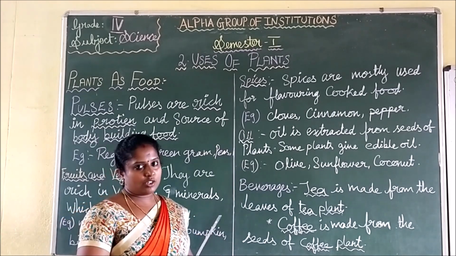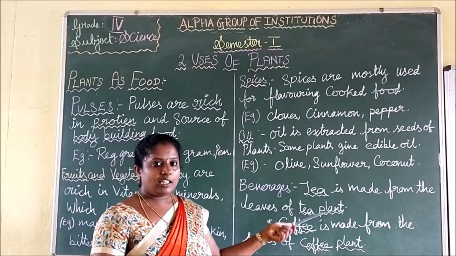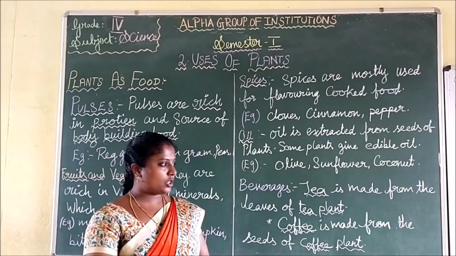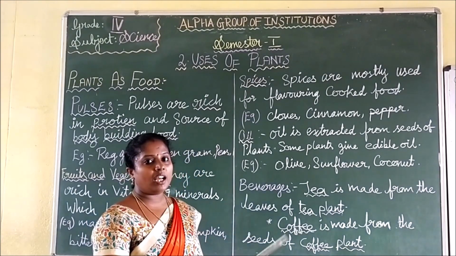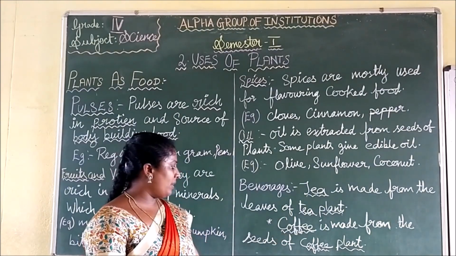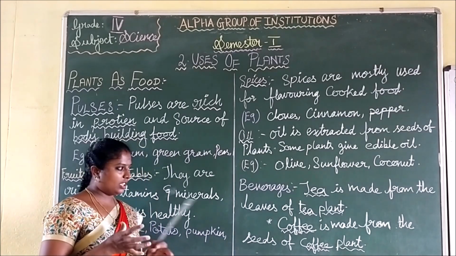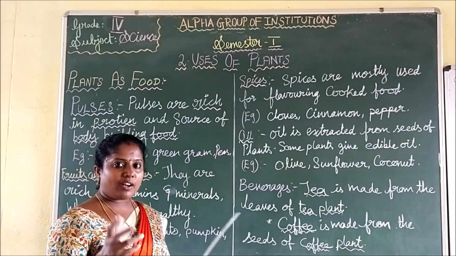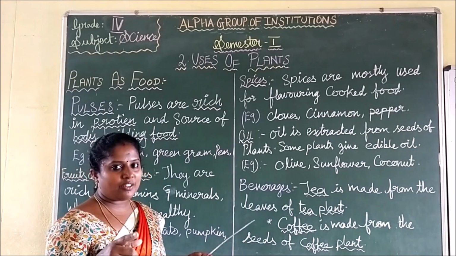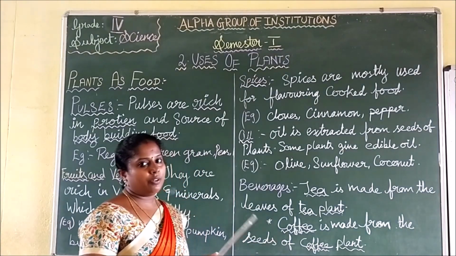Next, beverages. Beverages means tea. Tea is made from the leaves of the tea plant. Like coffee, coffee is made from the seeds of the coffee plant. So different parts of things. Tea is made from the leaves of the tea plant and coffee is made from the seeds of the coffee plant. So these are about beverages.